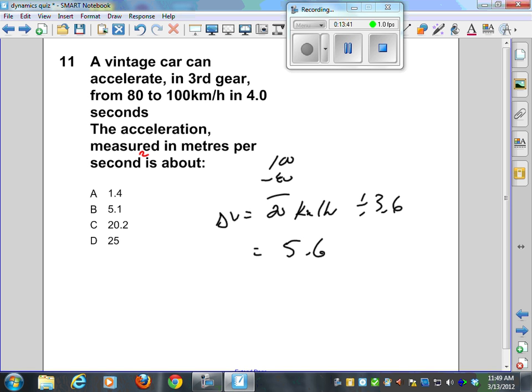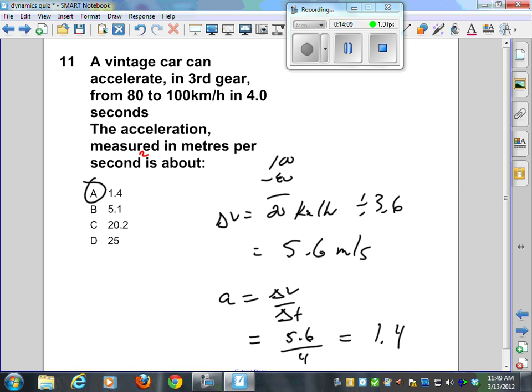How about we say 5.6? 5.6 meters per second. Now, that's just the change in the velocity. What do I need to do now? A equals delta V over delta T. So I got 5.6. My time is 4 seconds. 5.6 divided by 4, Terry? 1.4.